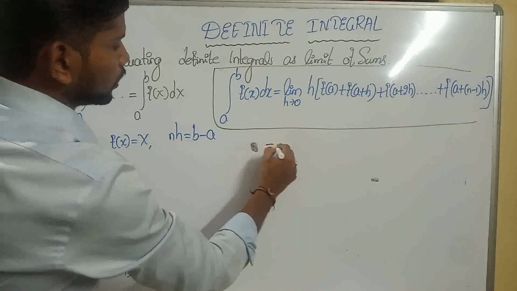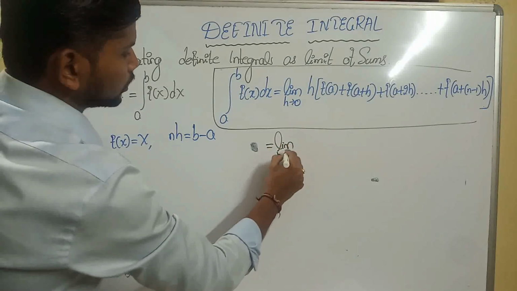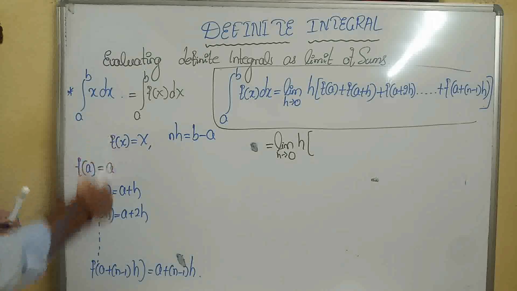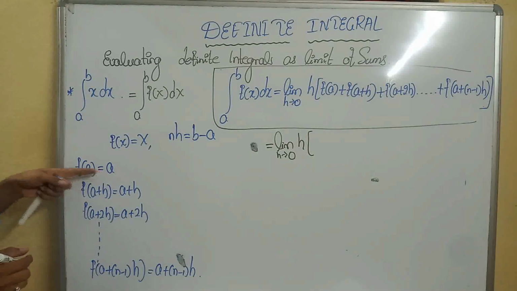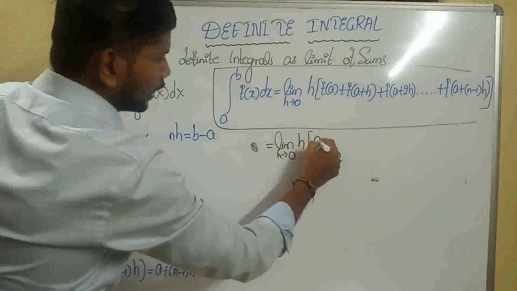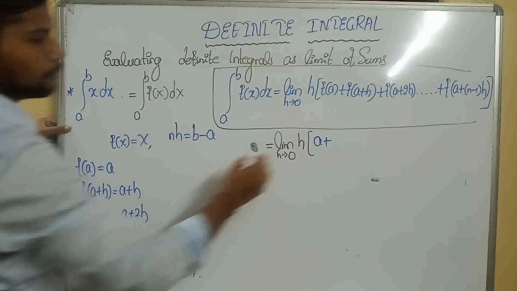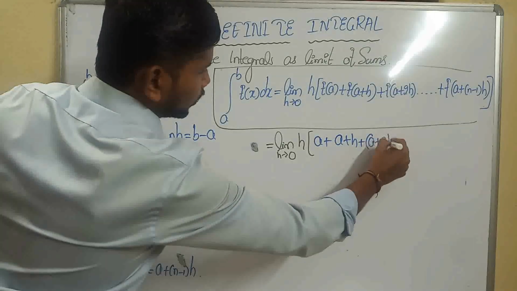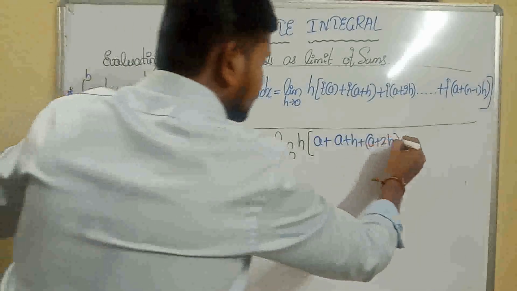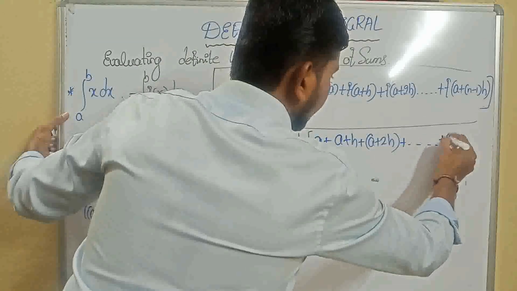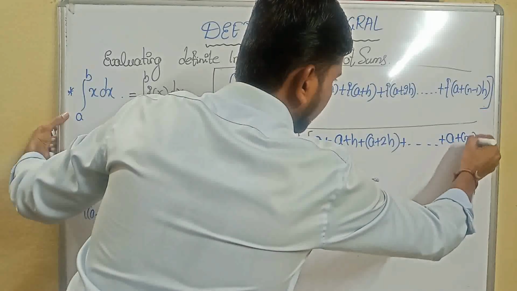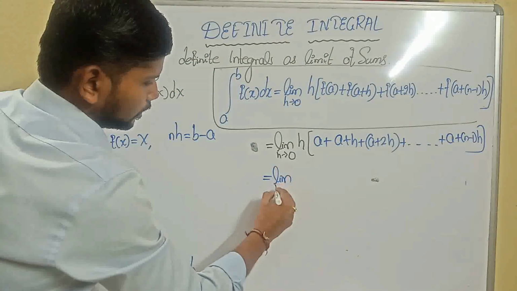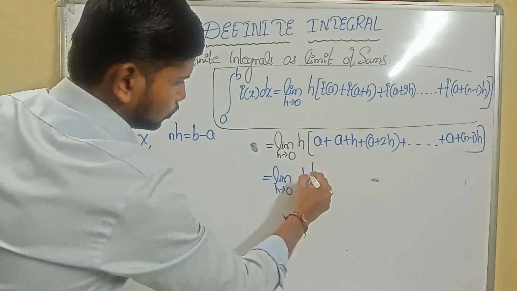Now it will be the limit as h tending to 0, h will be as it is. Whatever terms prepared here, I'd like to substitute. f of a will be a, a plus h will be a plus h, a plus 2h will be a plus 2h, so on up to the last term, a plus (n minus 1) into h. Got the point clearly? Then the next step will be the limit as h tending to 0, h into bracket.